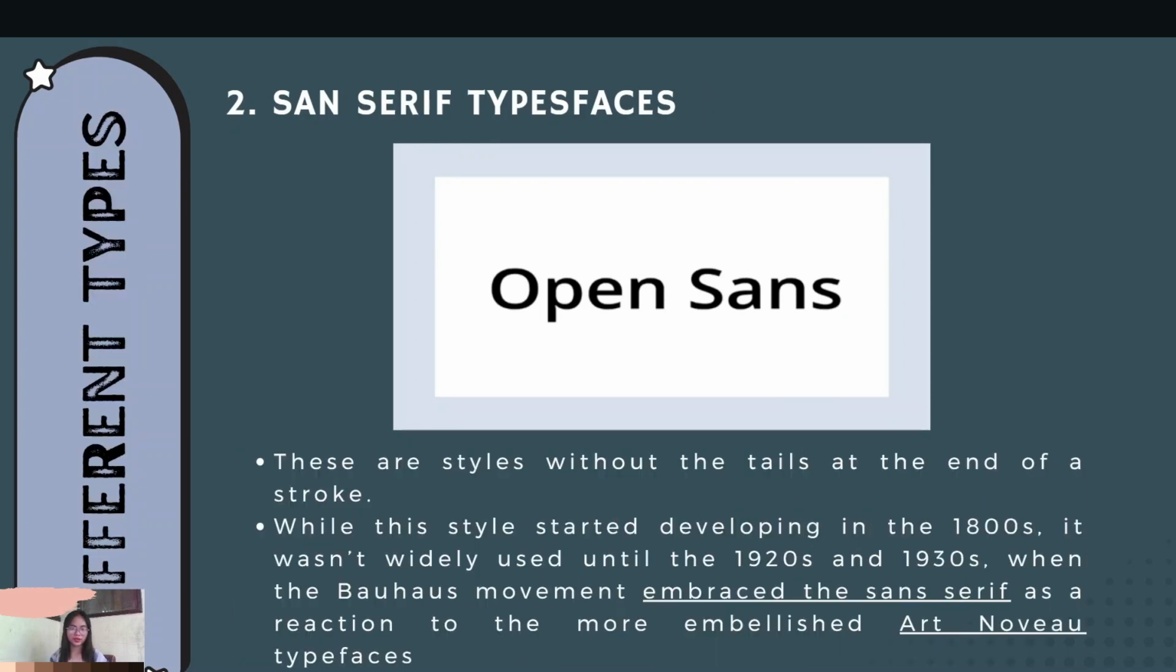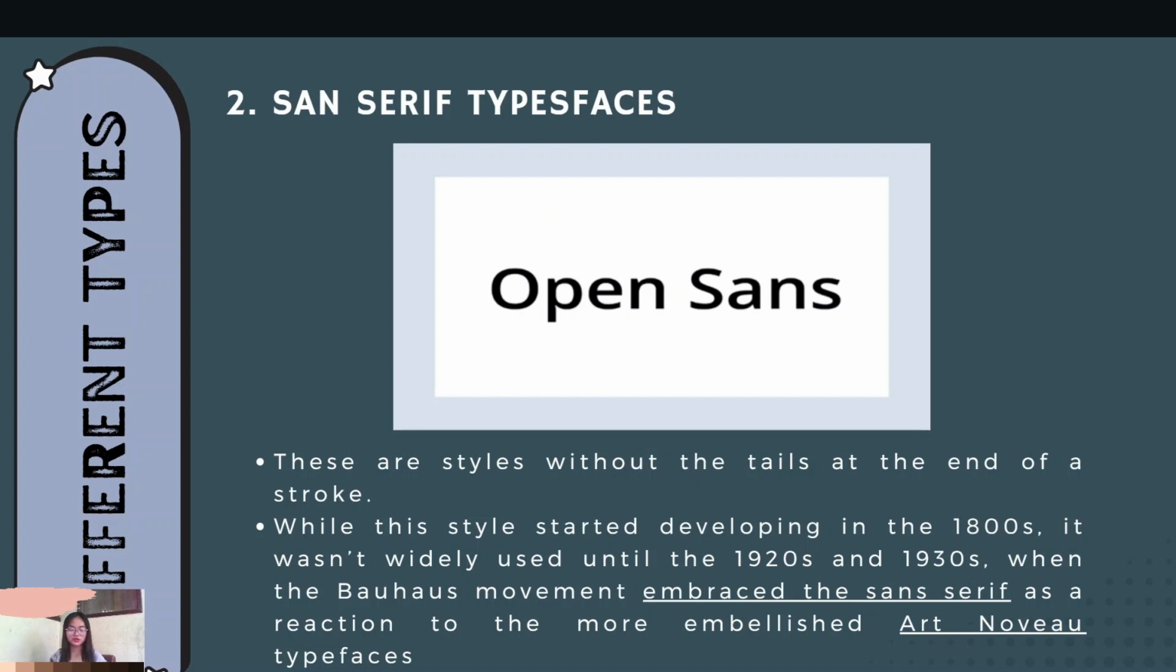The second one is the sans serif typefaces. These are fonts that do not have the small lines or decorative strokes at the end of their letters. Unlike the serif typefaces earlier, which have decorative strokes at the end of their letters, the sans serif doesn't have the small lines or decorative strokes, which distinguishes them from the serif typefaces.